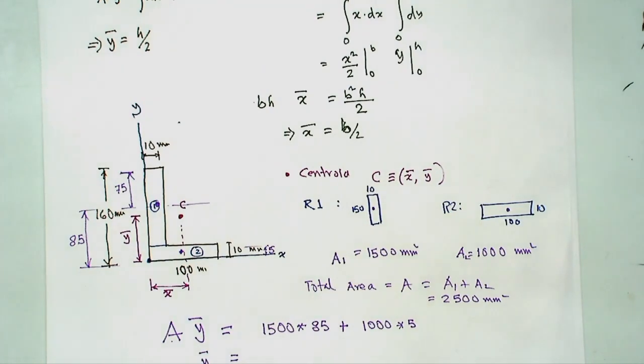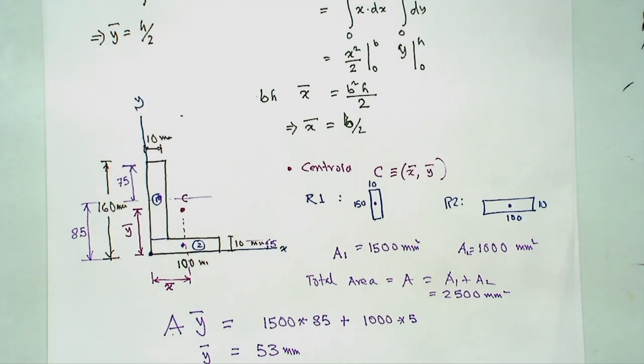So if I do these calculations, you will get 1500 times 85 plus 1000 times 5, divided by 2500. So that gives me 53 millimeter. So that is 53 millimeter, this distance.